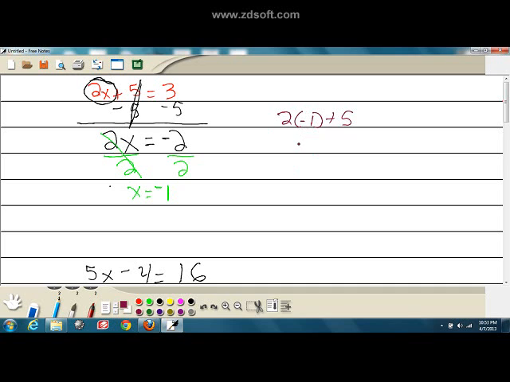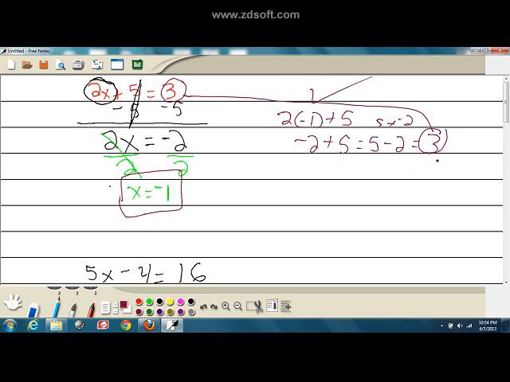Now remember, we have to remember PEMDAS. That's one thing we can never forget. You have to do multiplication first. 2 times negative 1 is negative 2. Now plus 5. Negative 2 plus 5 is the same thing as saying 5 minus 2, because it's the same thing as saying 5 plus negative 2, and plus negative is just a minus. So negative 2 plus 5, or 5 minus 2, is just 3. This is a 3, and this is a 3. They are both the same, so our answer is correct.